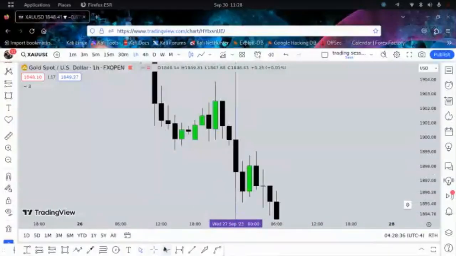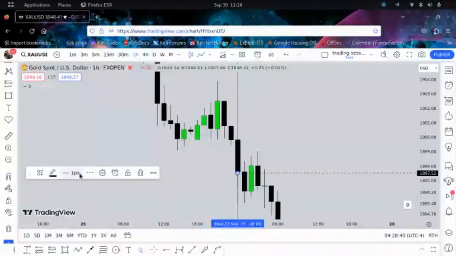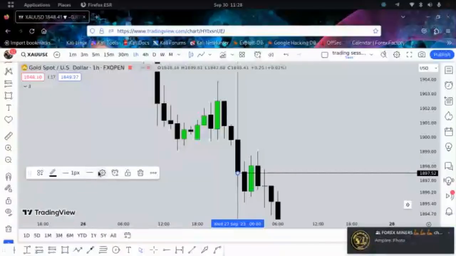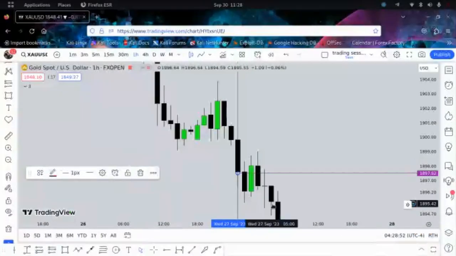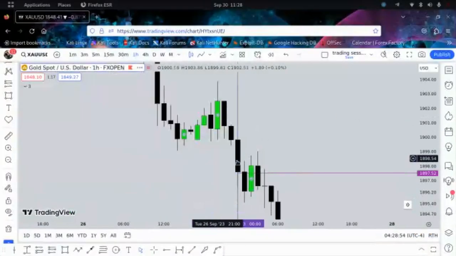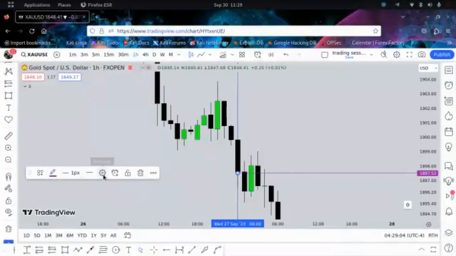Let me mark the New York midnight open price. Hold on a bit. Yeah, I use this cheap color. New York midnight open, what it opened at, 1899.82.